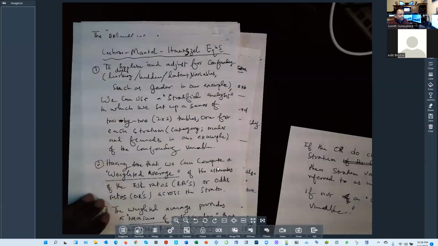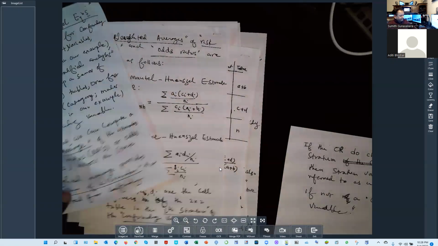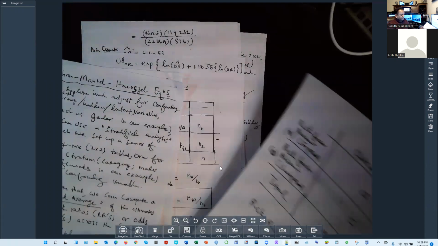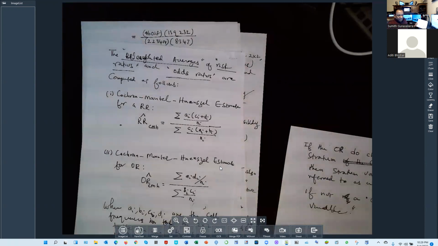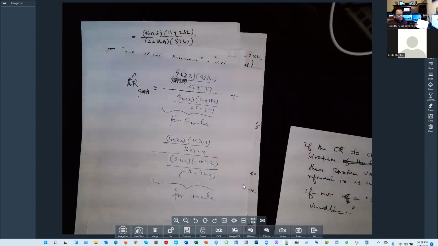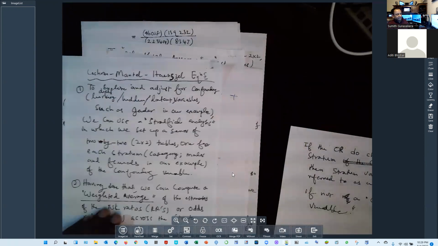Method, see, we are weighting that one. We weighted and we got that formula. That formula, later on I will show you how to do that one. That's the number.